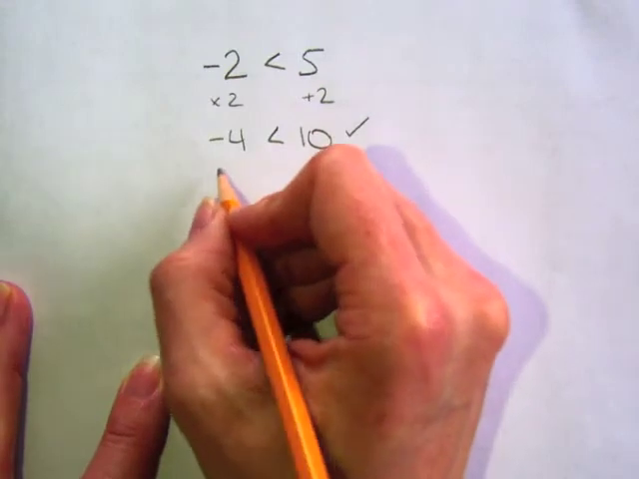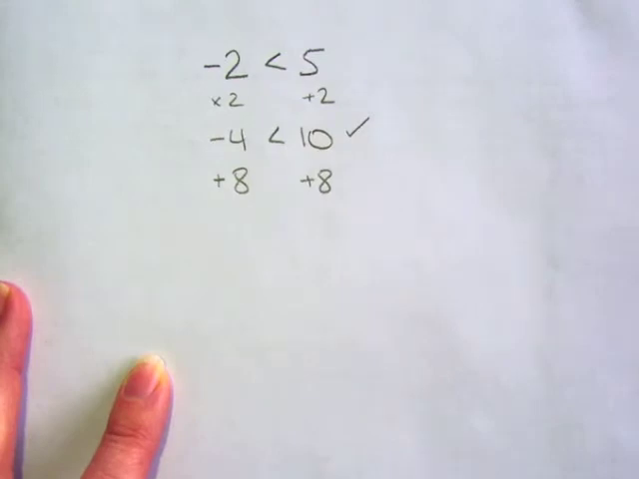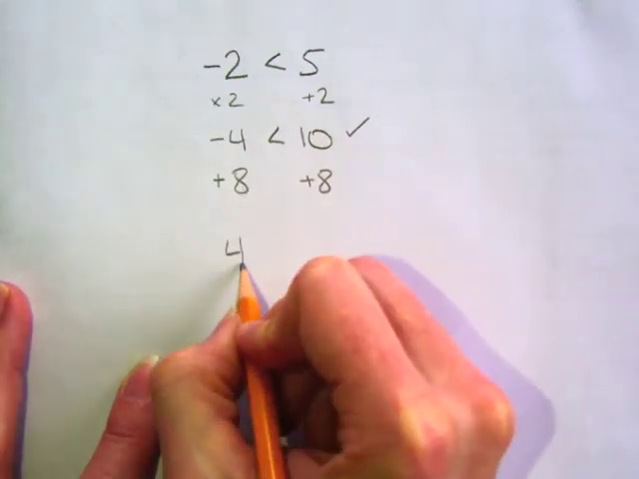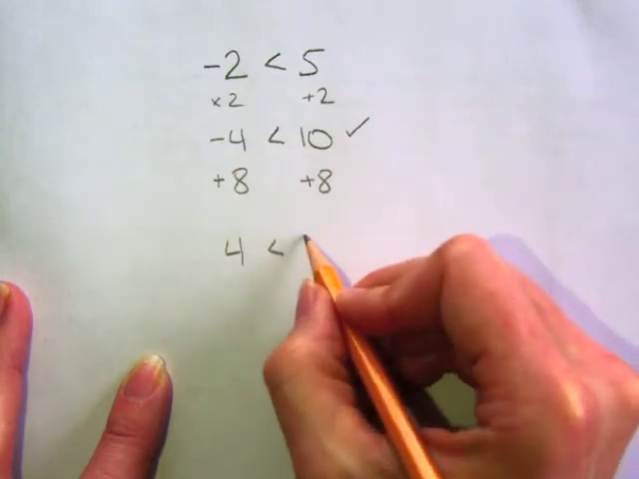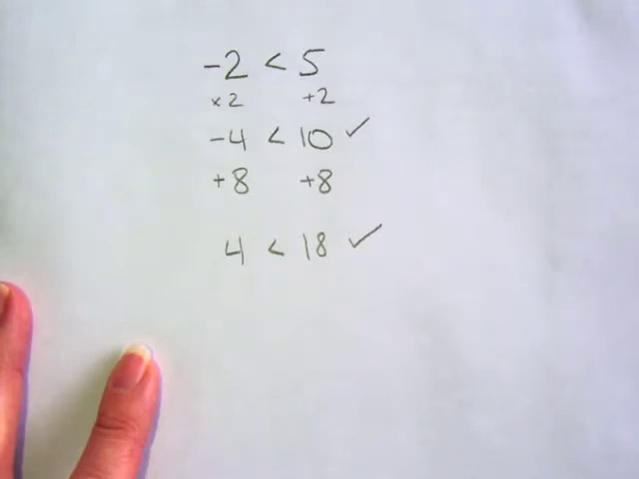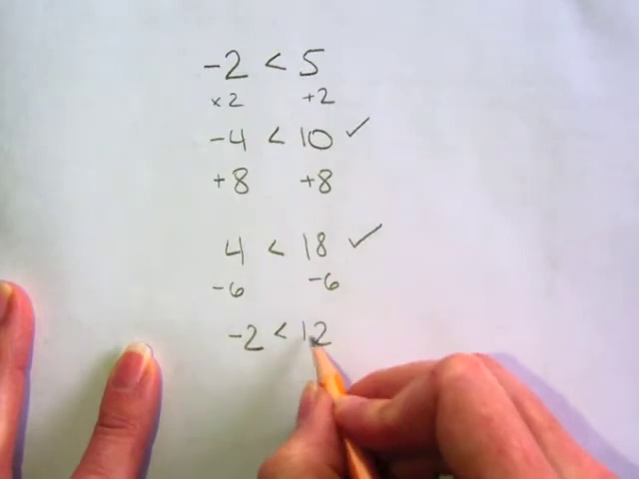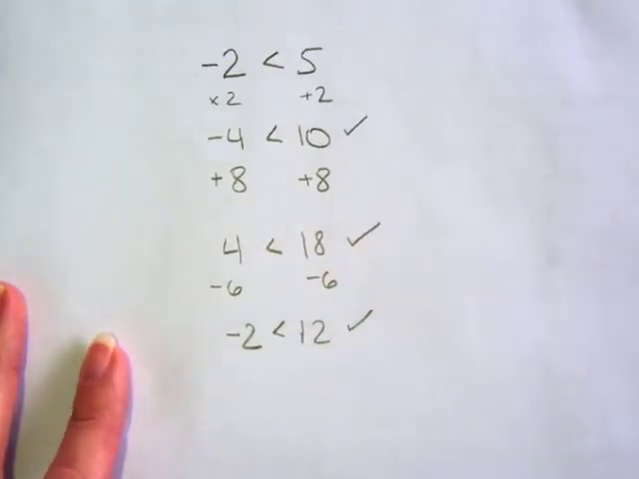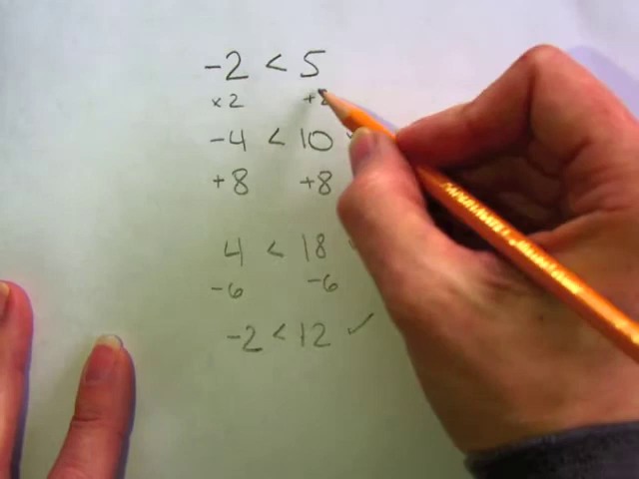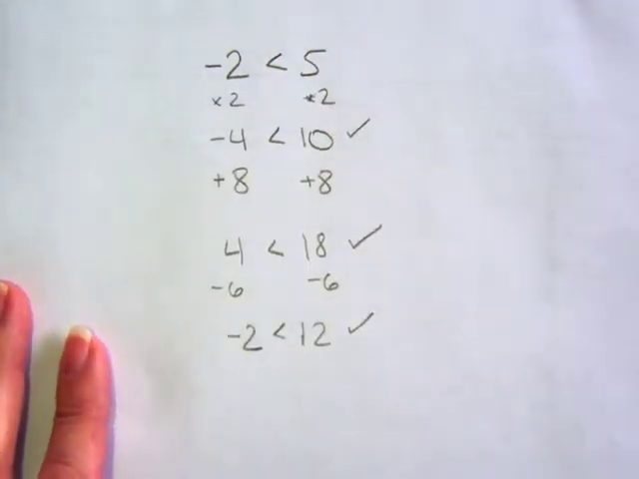Let's say I add 8 to both sides. -4 plus 8 is 4. Adding 8 on the right side is 18. 4 is less than 18. Not a problem with that either. Let's say I subtract 6. -2 is less than 12. Yep, that's great as well. So when I multiplied by 2, it wasn't a problem. If I added or subtracted, it wasn't a problem. Watch what happens on this next statement.